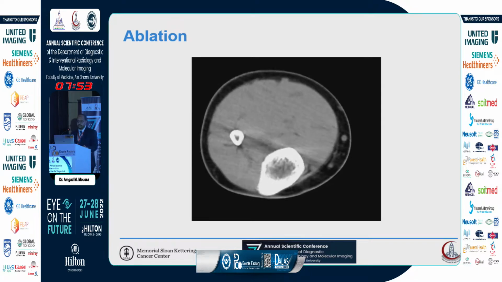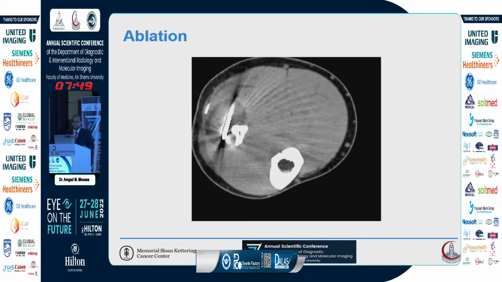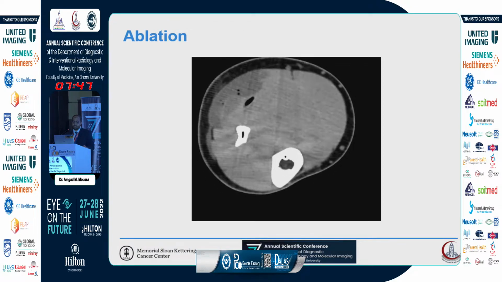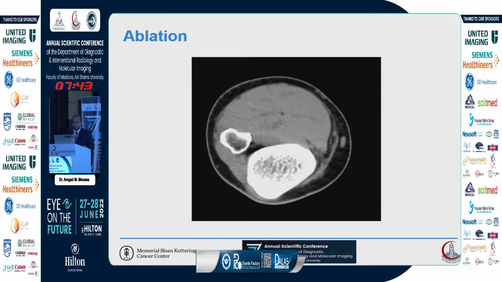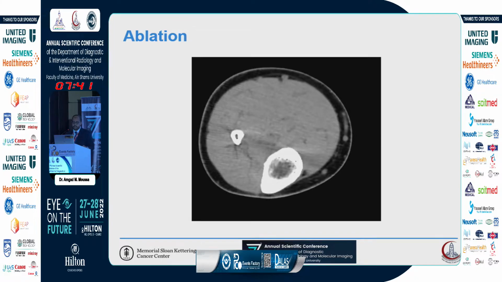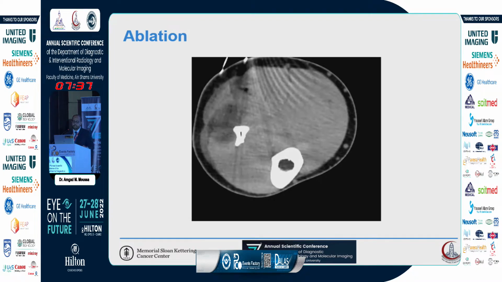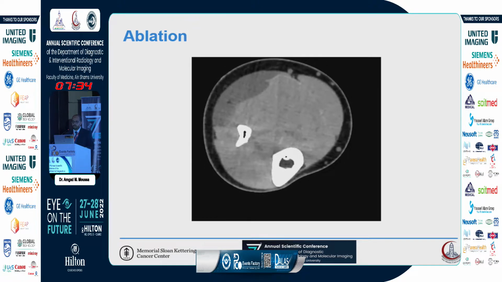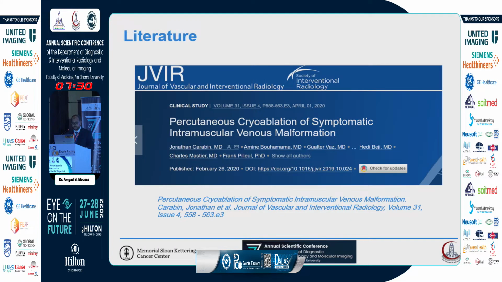This is the CT appearance after placement of the probe under ultrasound guidance, after initiation of the cryoablation, and I'll go through it one more time. If you focus on the lateral aspect, you will see that there is another smaller needle that was used to hydrodissect and move the skin out of the way to preserve the skin and prevent skin injury.